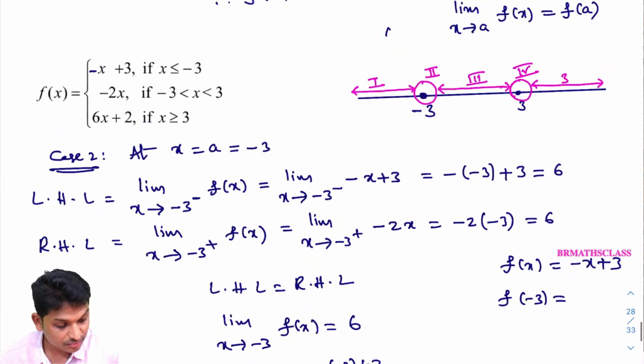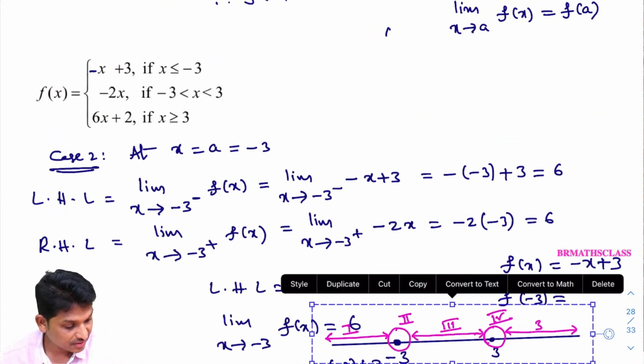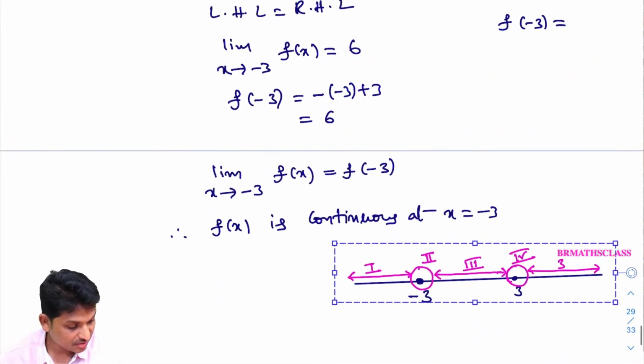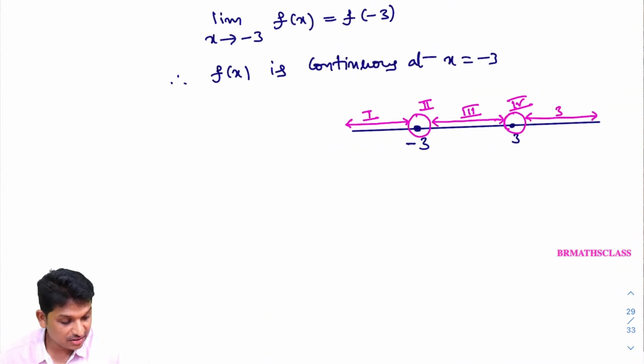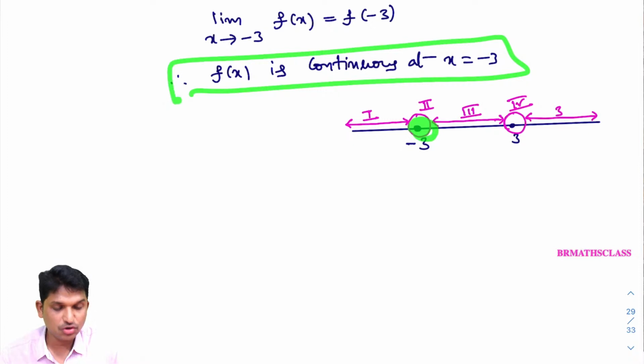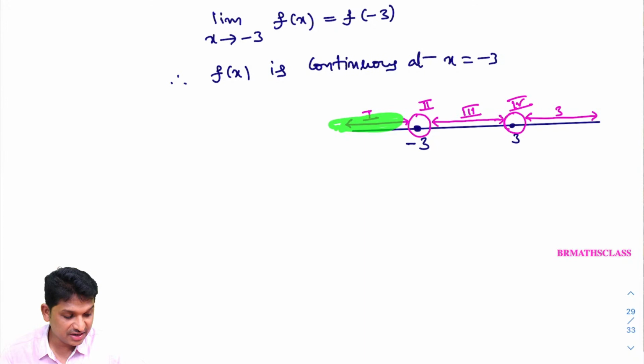So what happened? You look here. Case 1 we checked, this is over. Case 2, I am checking the continuity at minus 3. What I got? F of x is continuous at x equal to minus 3. Actually, what is this problem? We are checking points of discontinuity. Correct? So in this zone I checked the given function is continuous everywhere, there is no point of discontinuity, and I checked continuity at this point, it is continuous in this zone also.